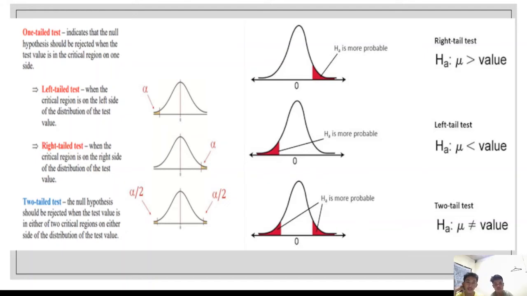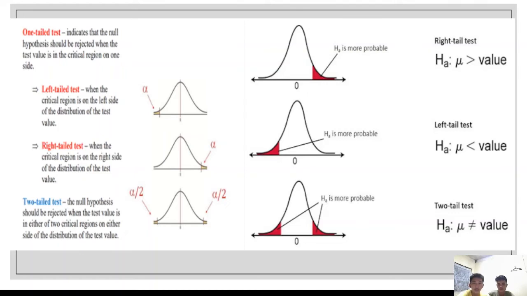Ito yung mga figure sa one tail test. Ito yung alpha dito, yun yung nagsisimbolo ng left tail test, at yung sa right, yung alpha dito sa right side. At yung sa two tail test, yung alpha over 2. Nagkabilaan yan. Yan yung pagkuha sa area ng shaded region.